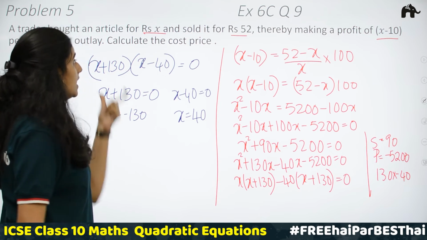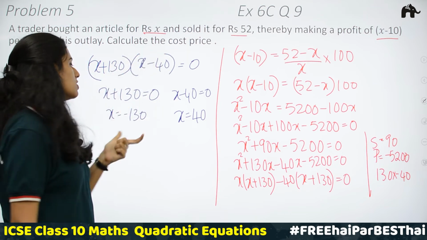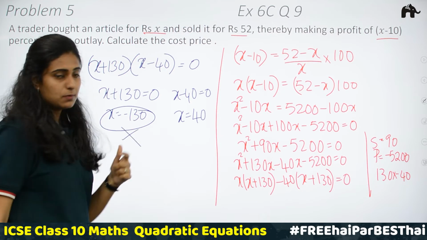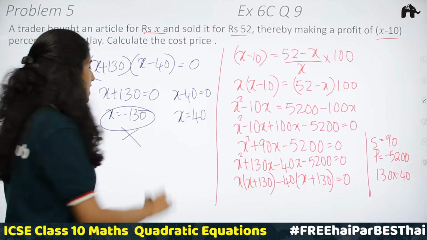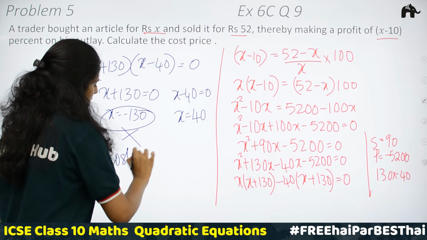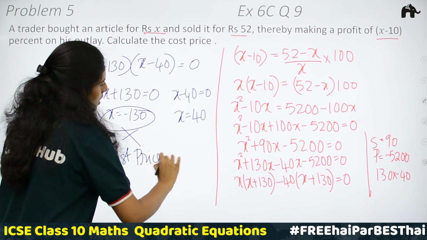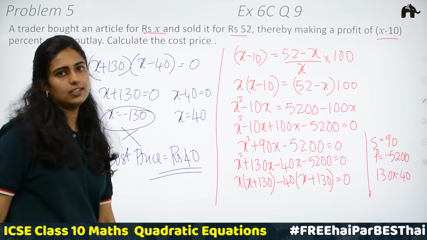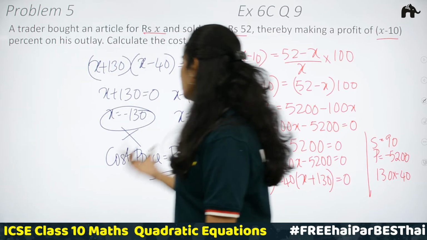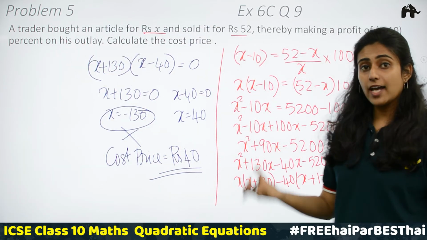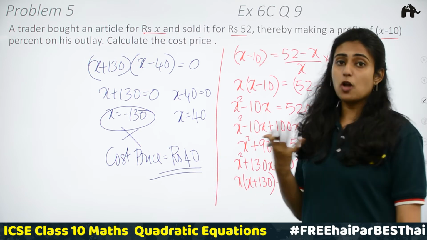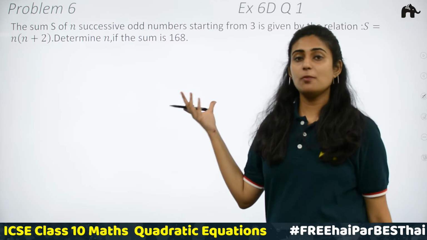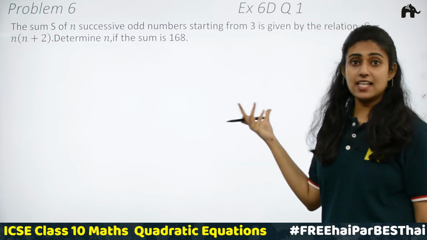What is x? X is the cost price. Can cost price be negative? No, right? So this is not acceptable. The only possible value of x, that is cost price, is equal to rupees 40. Cost price is equal to rupees 40. Clear? You have to remember the formulas to find the profit percentage, what profit is, only then you can solve this question. Okay.